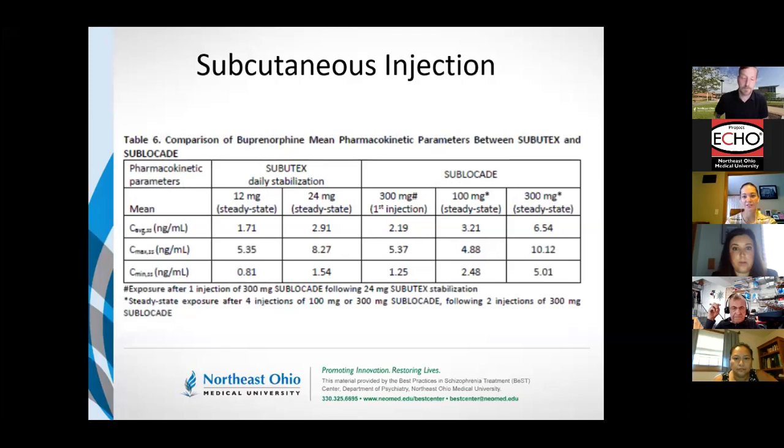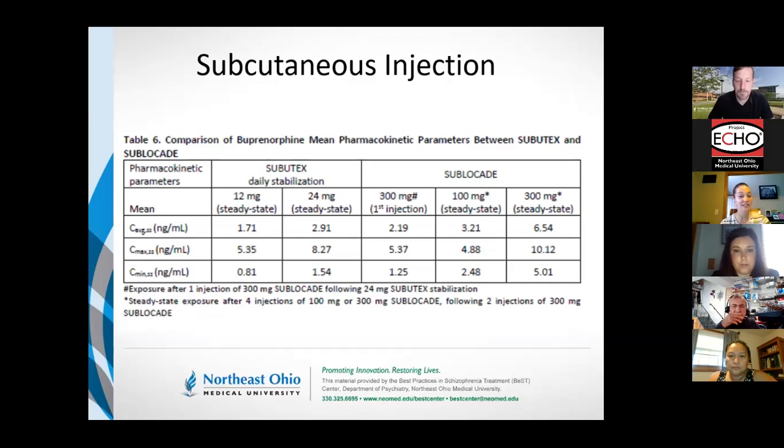So last formulation is our subcutaneous injection. So this is the deposit that gets injected. To think about how much medication is being delivered to these patients. So the first 2 columns are buprenorphine. So that's given 12 milligrams daily or 24 milligrams daily, and patients have been on it for at least a week. And then for the injection, so that 300 milligram first injection, what the concentrations are, and then patients who are receiving either 100 milligrams or 300 milligrams monthly.